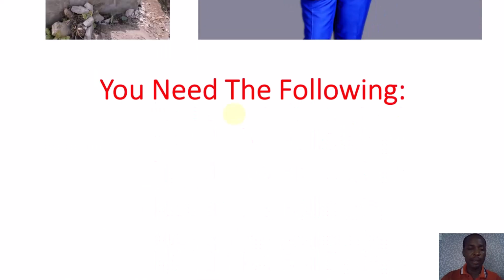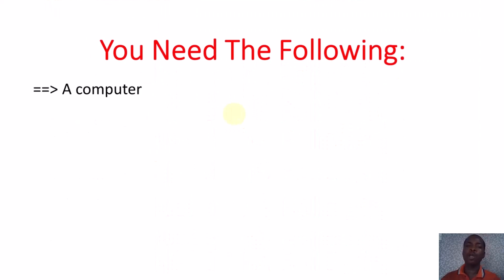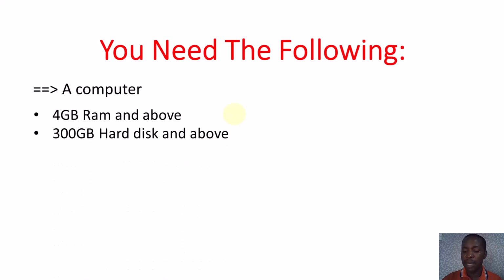Okay, the knowledge of Revit has given me a lot of sites that I manage, and you need the following if you want to learn Revit. If you actually want to learn Revit, I'm going to be enumerating those things that you need. One of the things, and the most important one, is a computer. You need a computer to be able to learn Revit Architecture, and the minimum RAM you need should be 4 gig RAM and above. The higher the RAM, the better. And you also need a computer with 300 gigabyte hard disk.